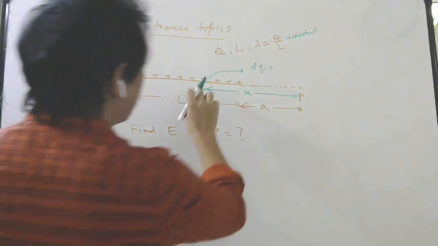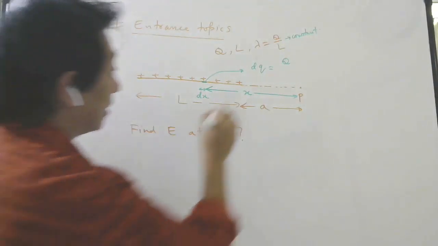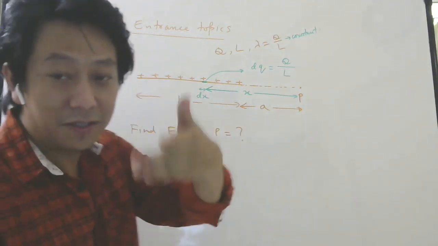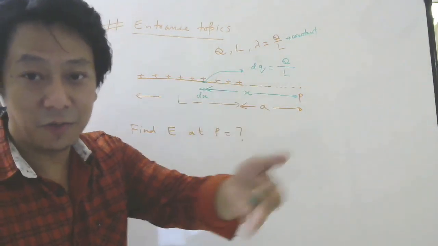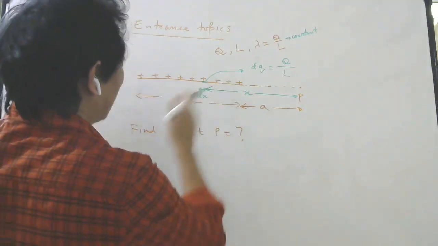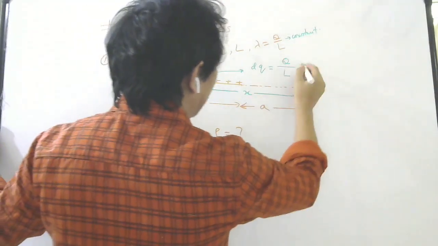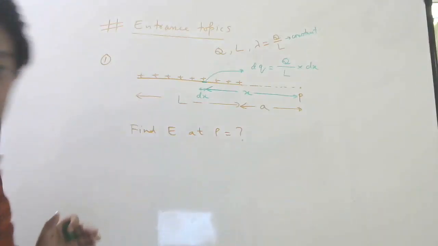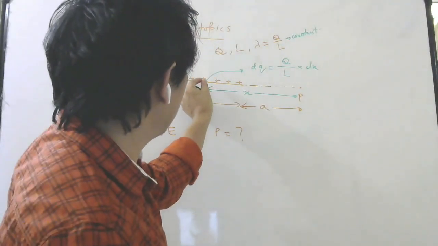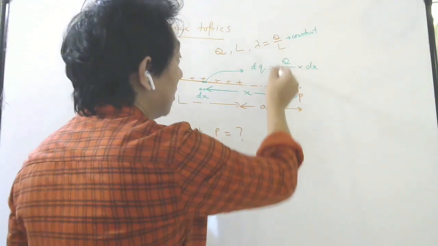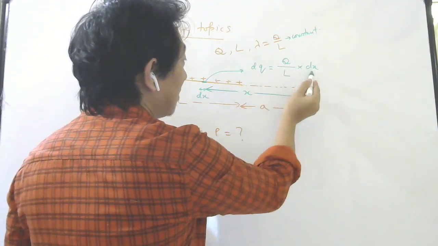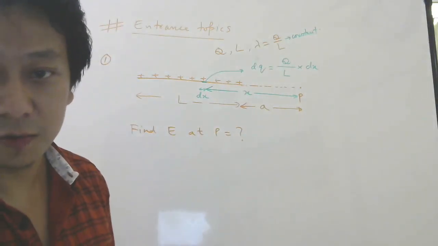Okay. So how will you find charge in this small part? Total charge, like total price, divided by total length, like total number of apples. There the price was changing with apples. Here charge is changing with length, right? So total charge by total length into the length of this piece, dx. So this is charge in 1 meter, and this is charge in dx meter. Okay, I hope all of you understood.